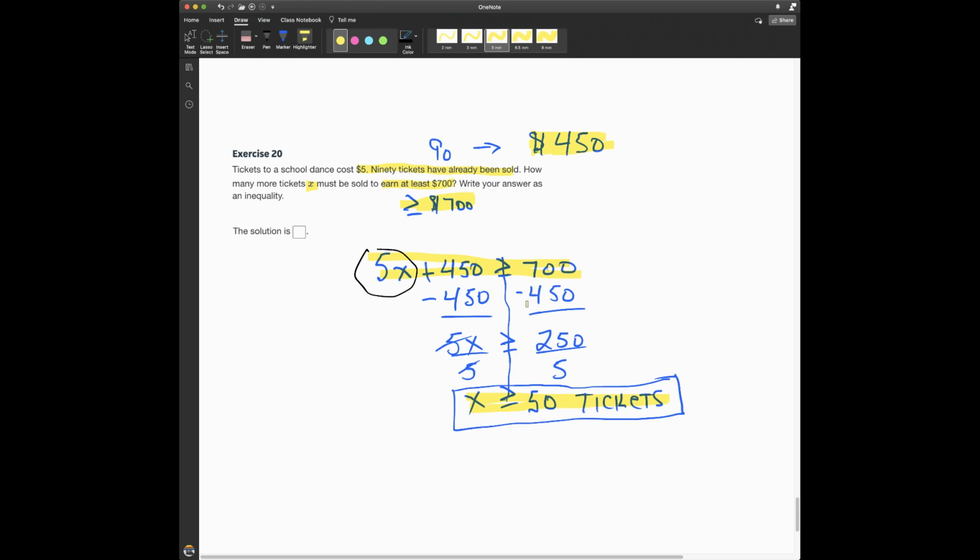So that is the answer key. Watch it as many times as you need to, pause it, work out the problems, check your answers, check your work. And good luck on the test.